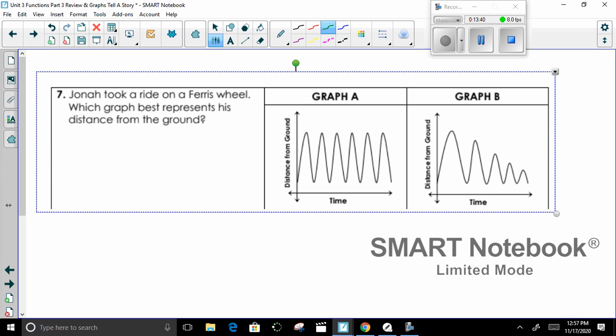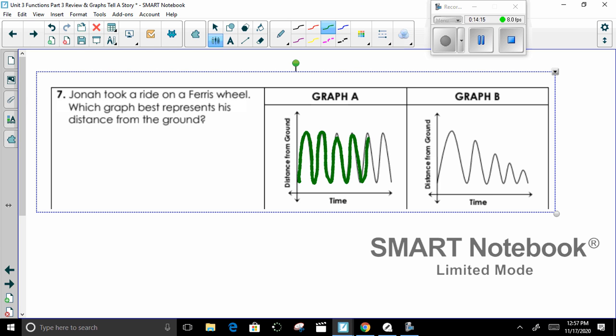All right, if you flip to the next page, we're going to skip 1 through 6, and we're going to look at 7 through 10. So Jonah took a ride on a Ferris wheel. Which graph best represents his distance from the ground? So think about a Ferris wheel. You're going the same loop over and over again, right? It's not going higher every time or lower every time. So this one right here, over time, his distance goes up, he comes back down, and then it goes up the same amount every time.